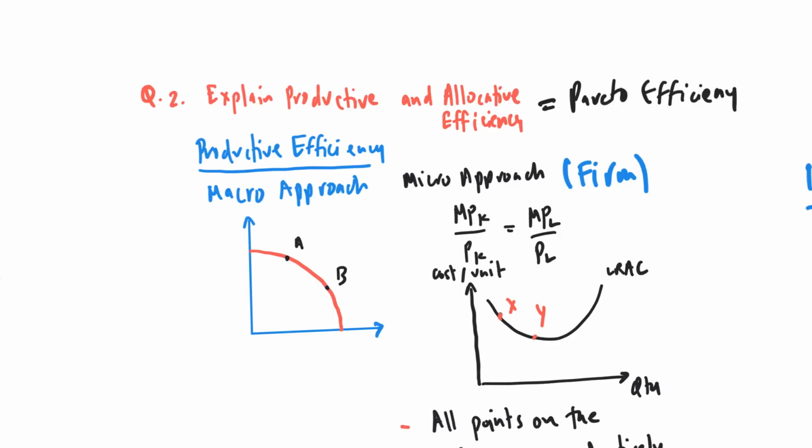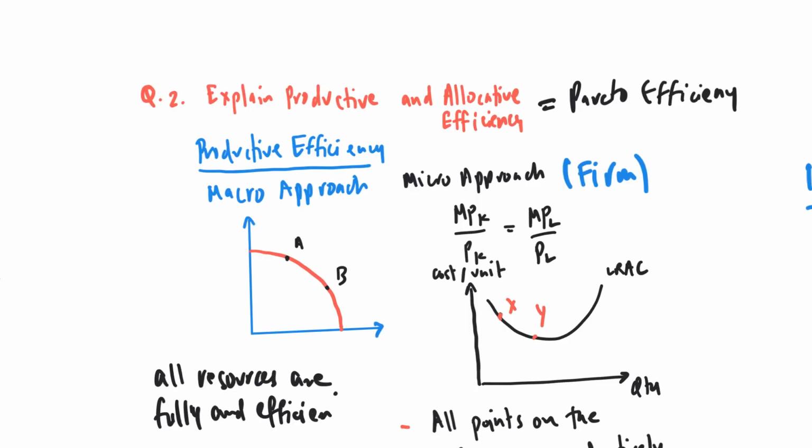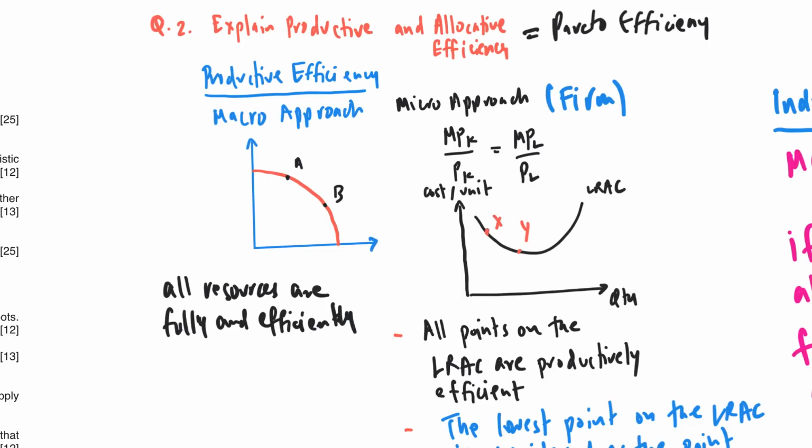When we look at productive efficiency, there is a macro approach to it, which means that if an economy is on the PPC, it is productively efficient, where all resources are fully and efficiently employed. So if an economy is on the PPC, that's where all resources are fully and efficiently employed. That's the first condition for an economy, in a macro sense, to be productively efficient.